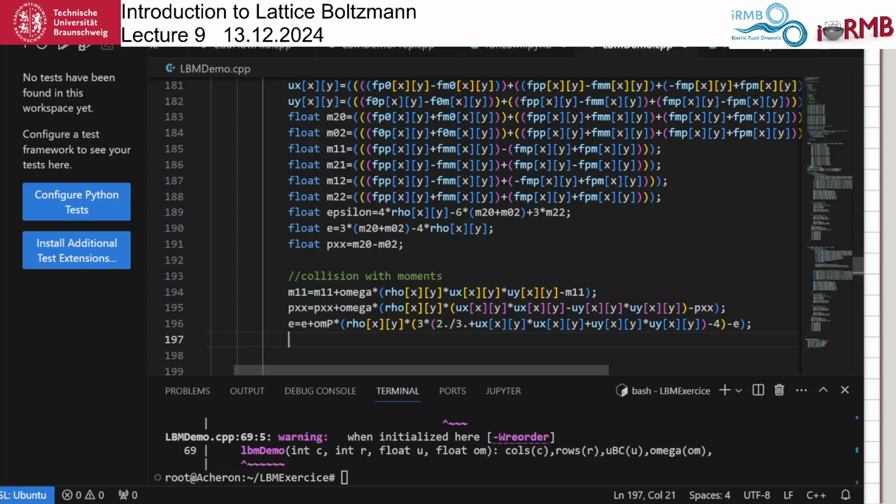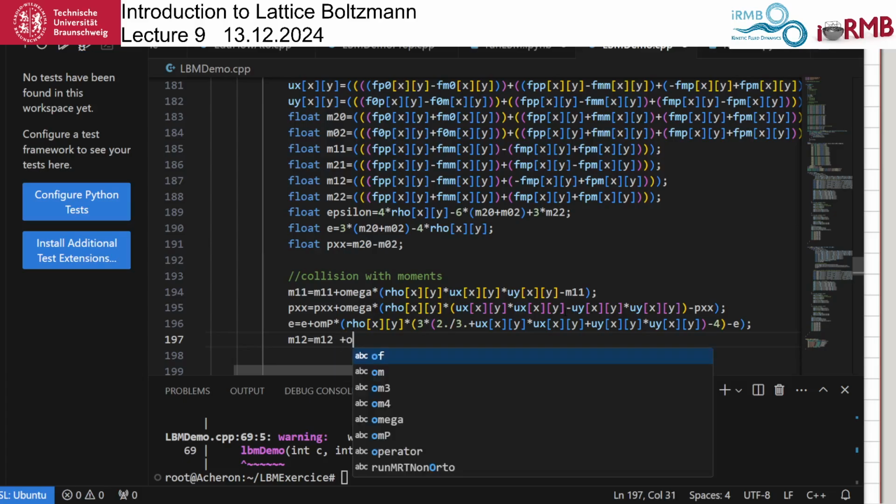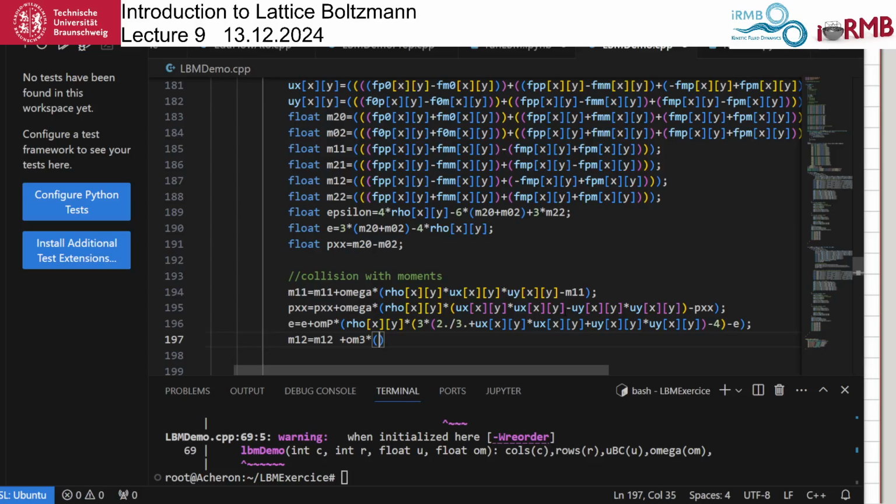So then we come to the third order moments, where we just do it, not thinking about it. M21 is M21 plus omega 3 times, so what is the, they all start with rho, right? X, Y. So can anybody out of the internet tell me what the equilibrium of this third order moment is? This will be on the test.